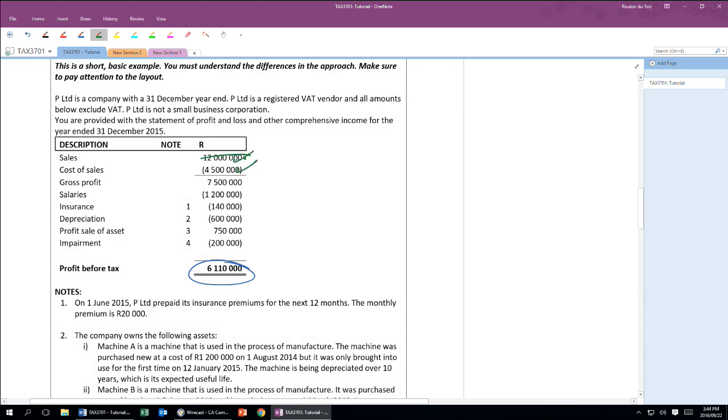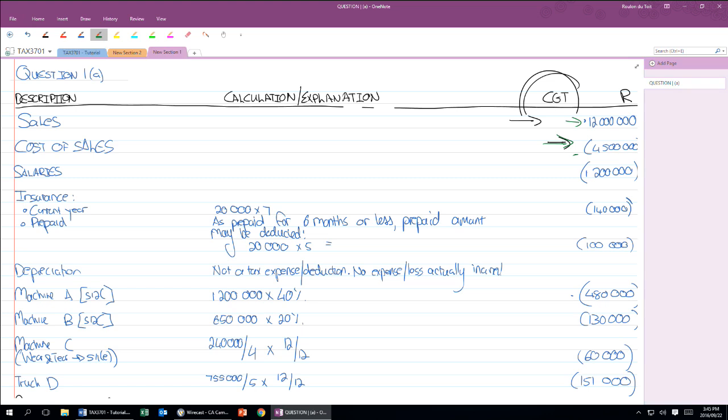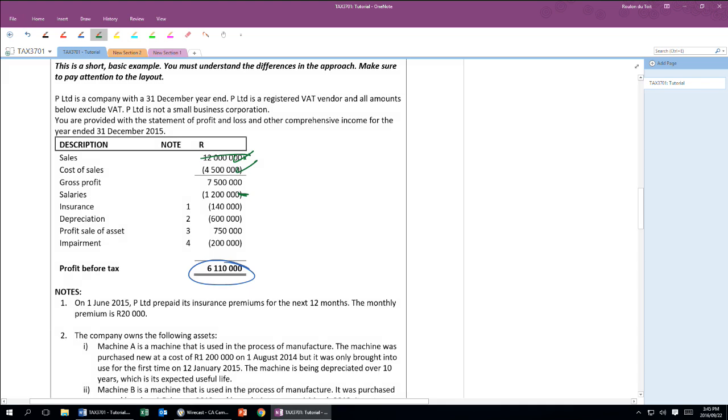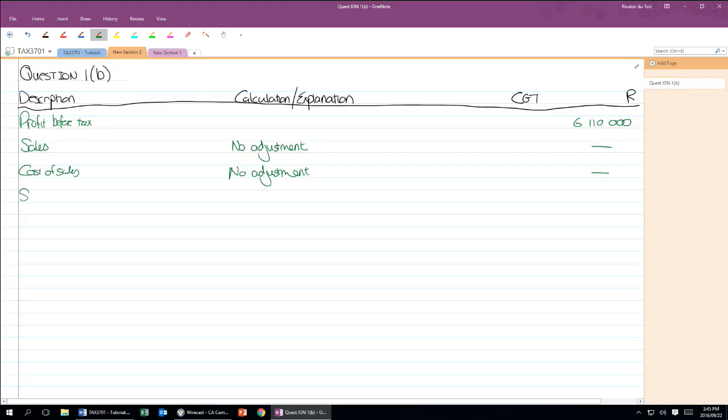Done. Then we have salaries. The accountant has deducted salaries, and if we look at what we did in part A, we said we also would deduct it. So salaries is another one where there is no adjustment required. So we're basically just saying we're happy with what the accountant has done.